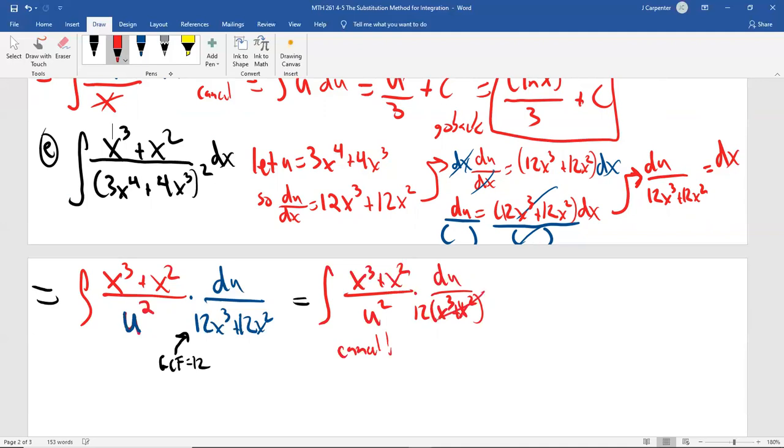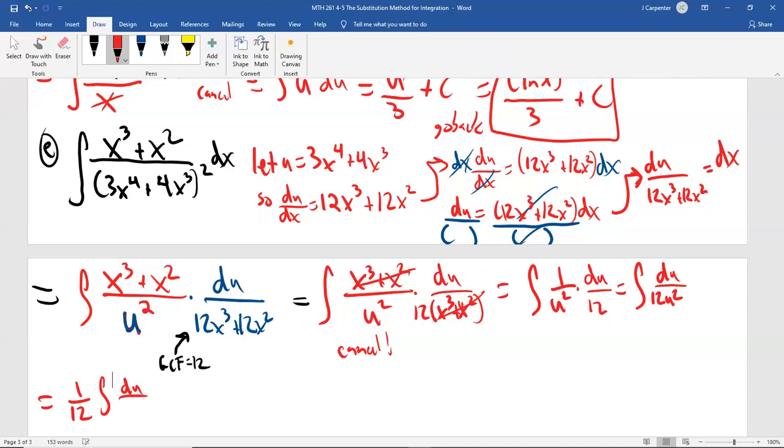That matches exactly that parentheses. So all your x's cancel. So you have the integral of 1 over u squared times du over 12, which is just the integral of du over 12u squared. Or you can rewrite that as 1/12 times the integral of du over u squared. Some people don't mind having the 12 in the bottom in the integrand. Some people like to pull it out. It's up to you. It's one and the same.